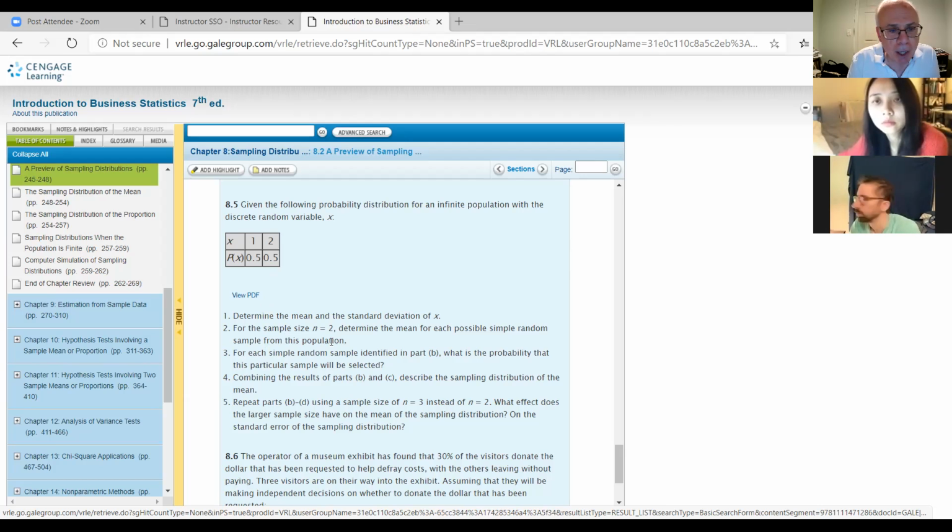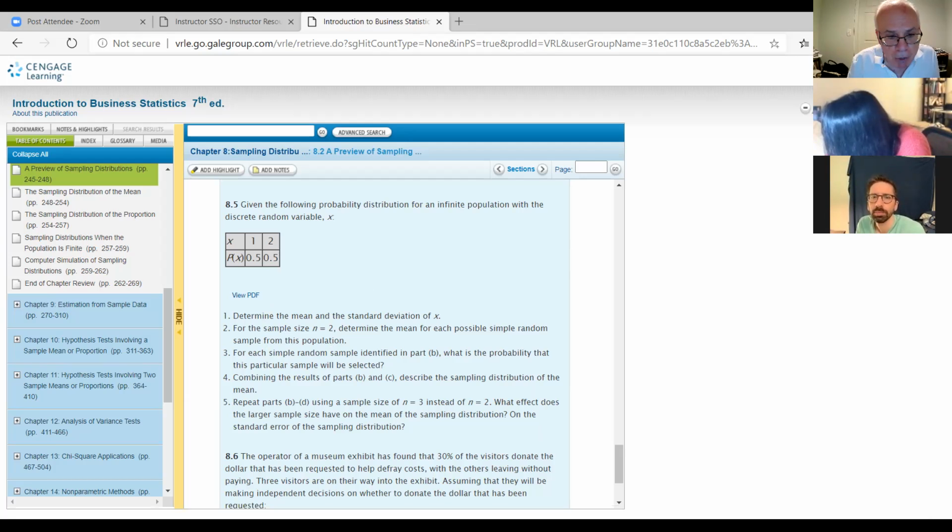Now it says here, for a sample size of 2. In this case, because we only have 2 values in the population, let's assume we're randomly sampling from this population with replacement. All right, which means once we select one, we just put it right back. We could select basically the same item twice. So let me stop sharing for a minute.